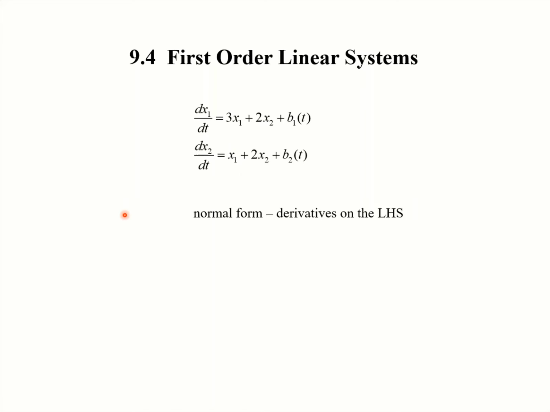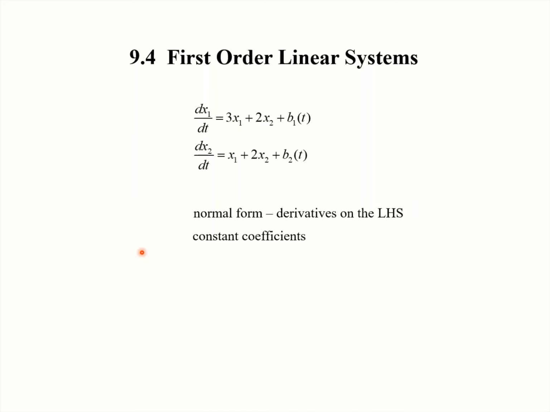Okay. Constant coefficients, we've seen that before. Constant coefficients means that these coefficients right here in front of the xi's are all constants. You know, we don't have a t times x1 plus sine t times x2. That would not be constant coefficients.